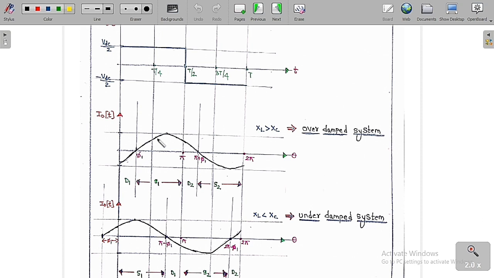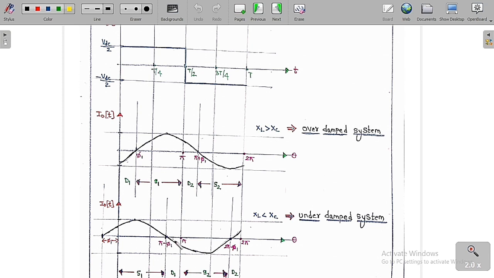So we can say diode D1 is conducting here. Whereas from phi 1 to pi, the output voltage is positive and the output current is also positive. So switch S1 is conducting. Similarly, from pi to pi plus phi 1, the output voltage is negative and the output current is positive. So diode D2 is conducting. Whereas from pi plus phi 1 to 2 pi, the output voltage is negative and the output current is also negative. So switch S2 is conducting for this overdamped system.